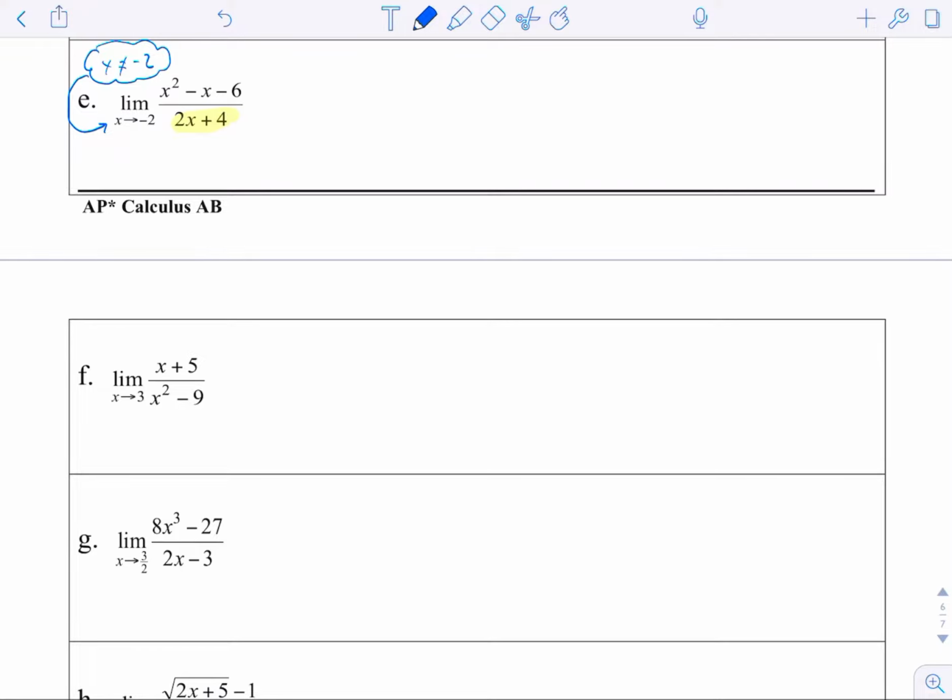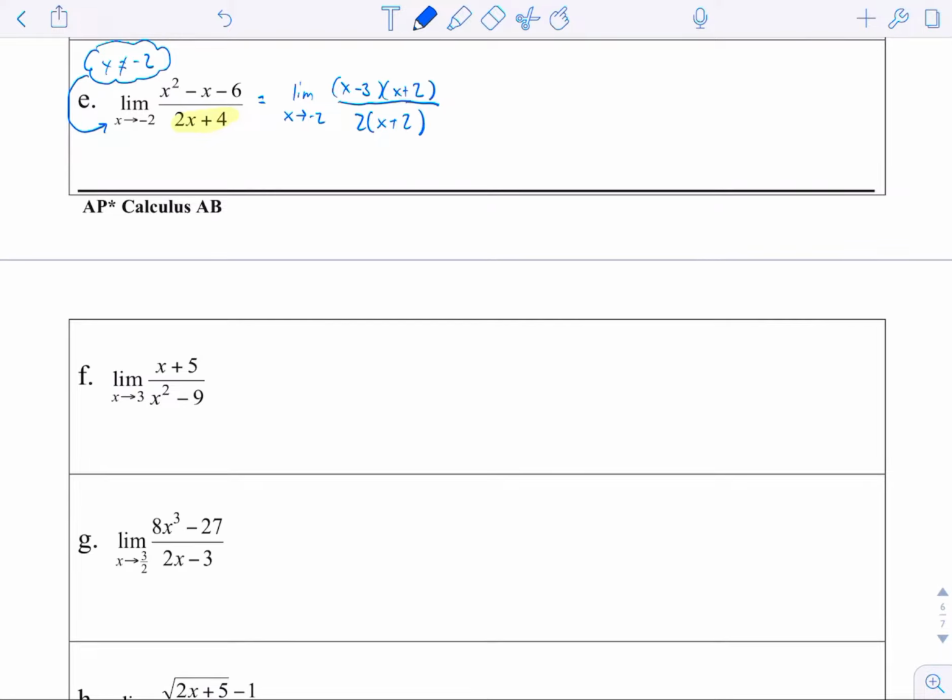what kind of discontinuity the situation is. So to help me understand this, I'm going to rewrite this function by factoring and seeing what happens. So I know if I factor this, it's going to be x minus 3 and x plus 2. In the bottom, I can factor out a 2 and get x plus 2.